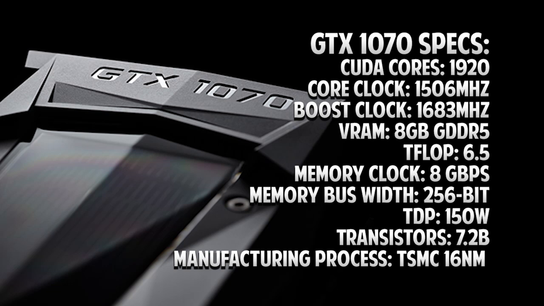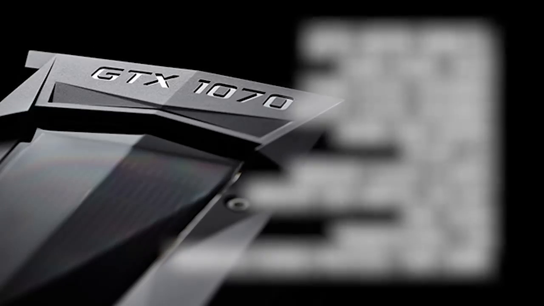The 1070 only has 1920 CUDA cores, a slightly lower core clock rate at 1506MHz, and a slightly lower boost clock rate at 1683MHz. Again, it has 8GB of VRAM, but this time only GDDR5, totaling out at 6.5 teraflop speed, with an 8Gb per second memory clock, and again the same 256-bit memory bus. The card only uses 150 watts, but still has the 7.2B transistors and the same TSMC 16nm process.